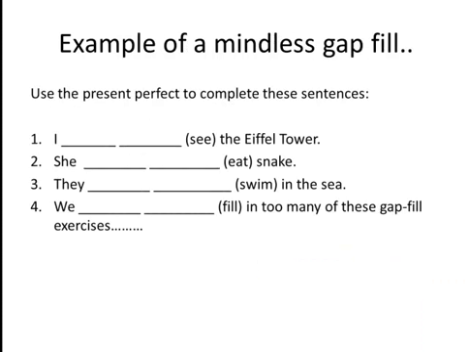Here's another example in the written form. This is typical of many course books still. Now, here notice that I know I have to produce the present perfect. It tells me I do. So as long as I can manipulate the form, as long as I can put I have seen, she has eaten, then I don't necessarily have to understand anything.